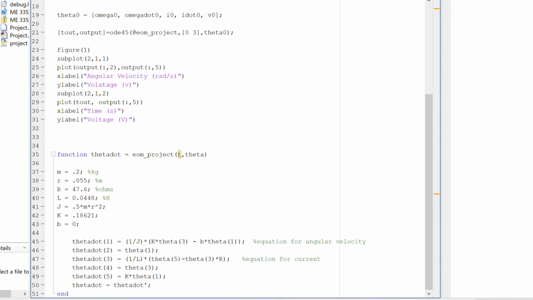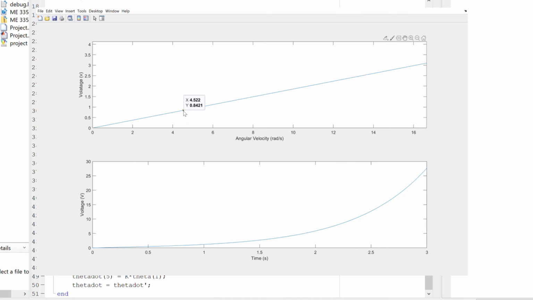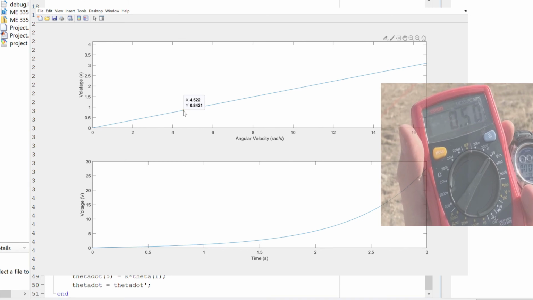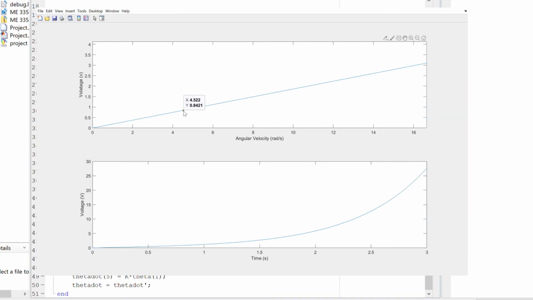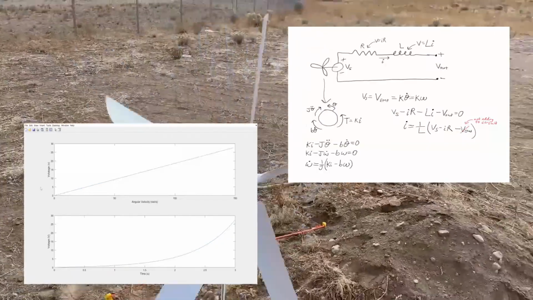Now if I run it, here's my graph for voltage versus angular velocity, my graph for voltage versus time. Now this covers a pretty big span of angular velocity, so let's zoom into where I was actually working with testing, about 4.4. Let's see how close we can get. Right there, so 4.5 radians per second should output a voltage of 0.84. Now in testing we were getting about 0.4 or 0.5, and that's probably expected because these are the ideal conditions and we live in a real world with friction. So I think that this model works fairly well. And there you have it, a dynamic systems model of a wind turbine.